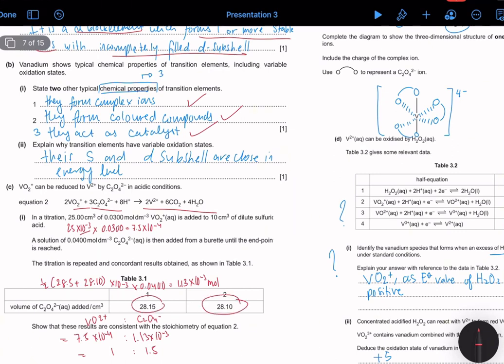The mean of the volume of C2O4 2- added, you convert it to decimeter cube, times it by the concentration, and you have the amount of mole. And you just do the ratio, 7.5 times 10 to the power of negative 4, and 1.13 times 10 to the power of negative 3, that would be 1 to 1.5.